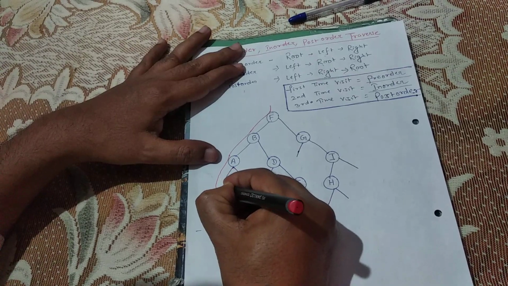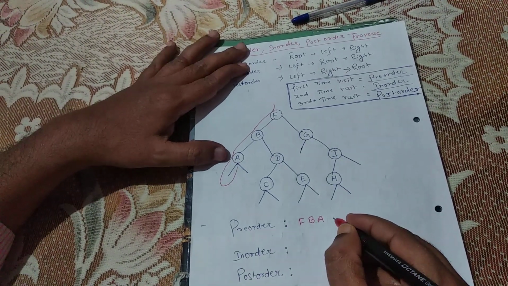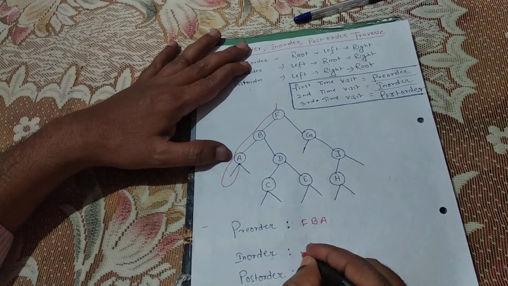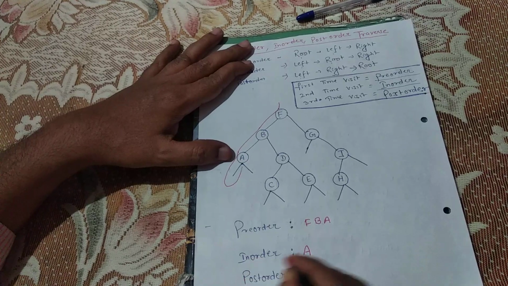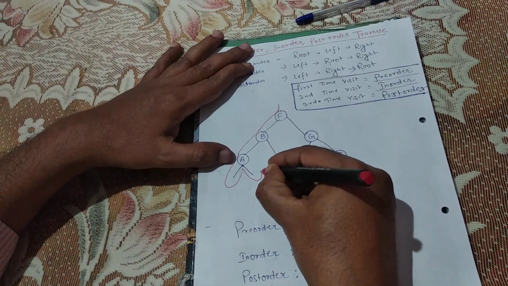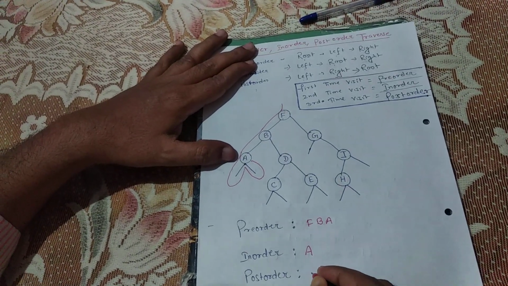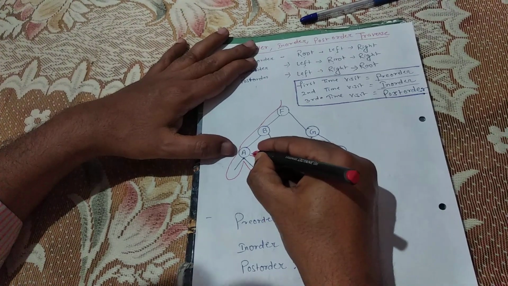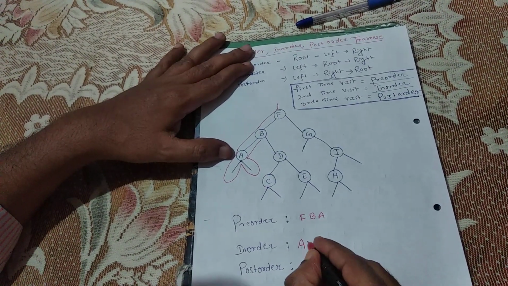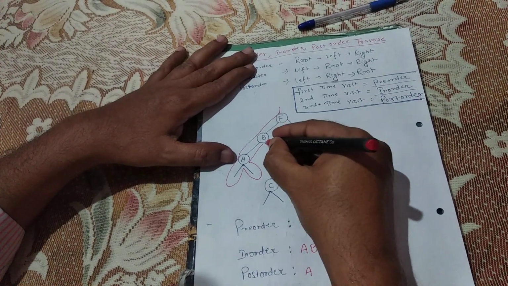Now it again visits A, second time. When it visits A the second time, you have to write in in-order. Now it again visits A, third time, so write here A in post-order. Now B is visited again, the second time, so write here in in-order.